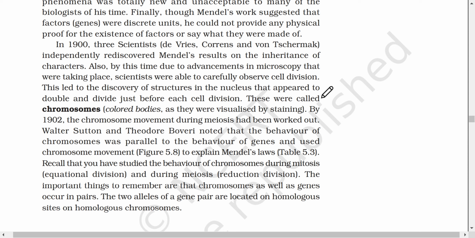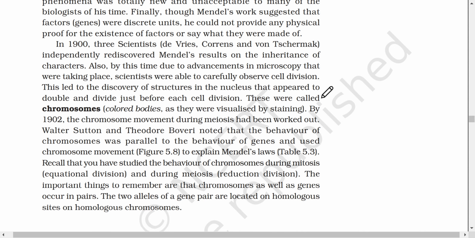And these were called chromosomes, colored bodies as they were visualized by staining. Chroma means color. By 1902, the chromosome movement during meiosis had been worked out. Now they were observing meiosis and the behavior of chromosomes in it. Walter Sutton and Theodor Boveri noted that the behavior of chromosomes was parallel to the behavior of genes and used chromosome movement to explain Mendel's laws. It was not yet known that genes actually lie on chromosomes. But what were these people saying? When Sutton and Boveri came, they said that it goes parallel. Whatever genes are doing, genes divide, then genes segregate, then genes are inherited, the same is the case with chromosomes.